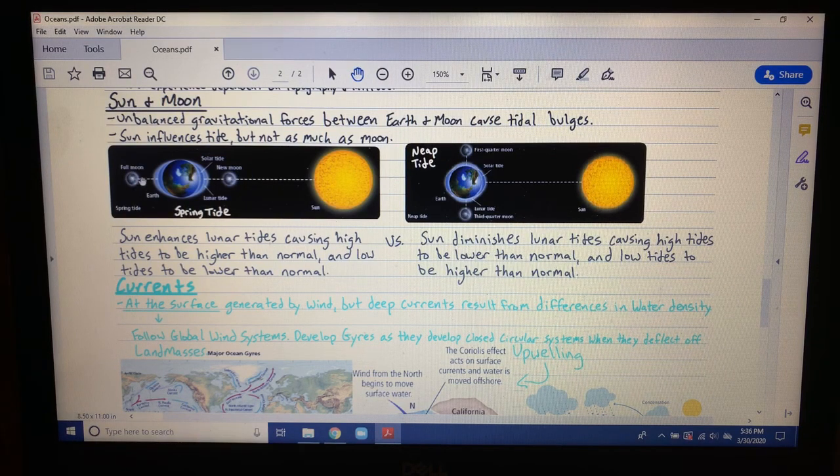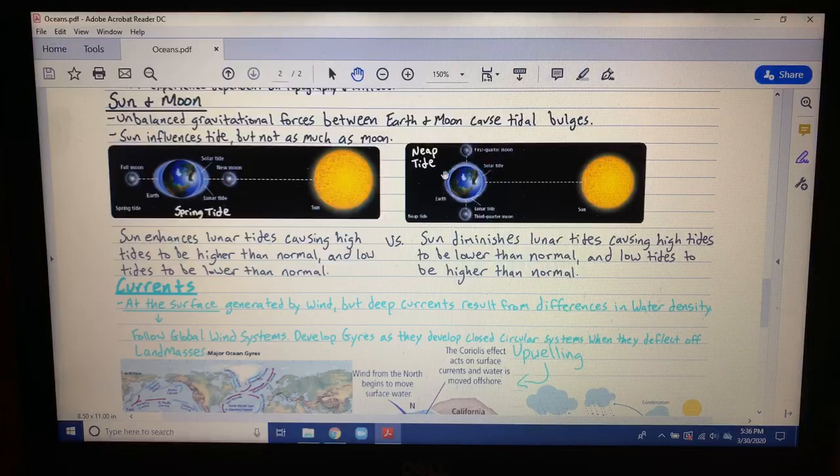So during full moons and new moons, you'll have spring tides. During this time, the sun will enhance lunar tides, causing high tides to be higher than normal and low tides to be lower than normal. So your high tides will be higher, and low tides will be lower.